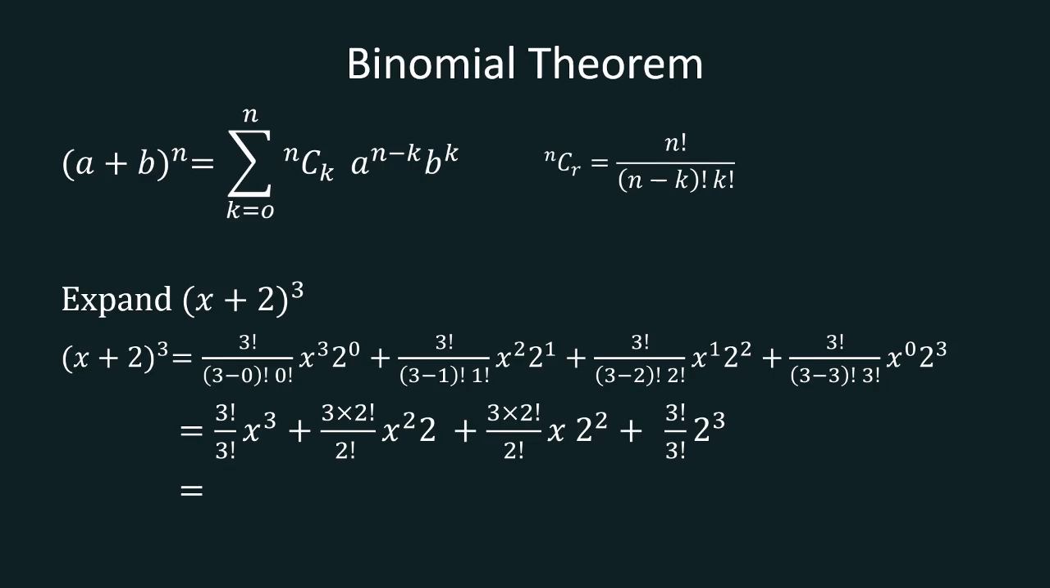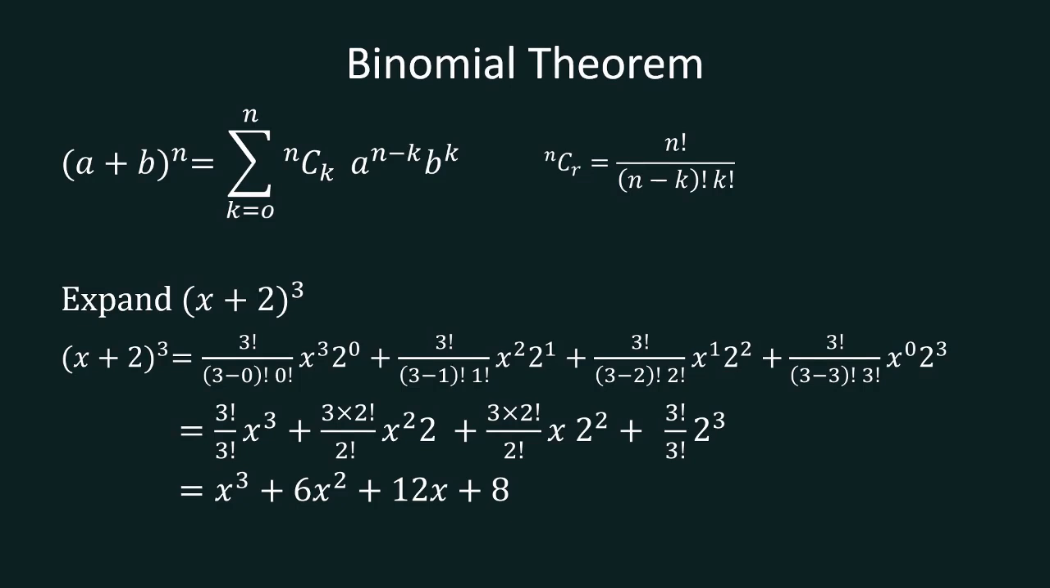So they cancel out, and we are left with x cubed, plus here 2 factorial cancels out 2 factorial. So we are left with 3 times x squared times 2, and 3 times 2 gives us 6. So that gives us 6x squared, plus the third term, 2 factorial cancels out 2 factorial. 2 squared is 4. So we get 3 times 4 times x to give us 12x, plus in the last term, 3 factorial cancels out 3 factorial, and we are left with 2 cubed, which is 8. Then we are done. Very simple.